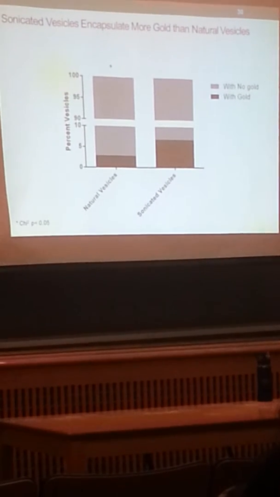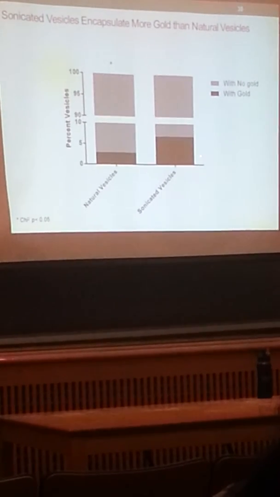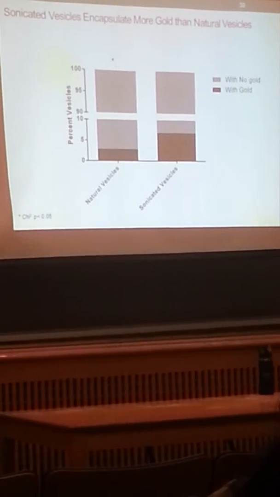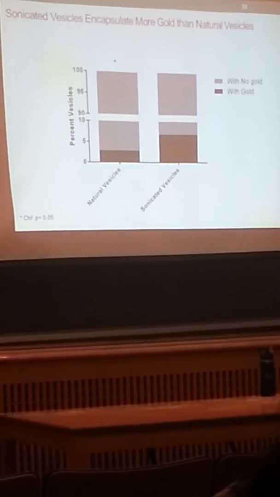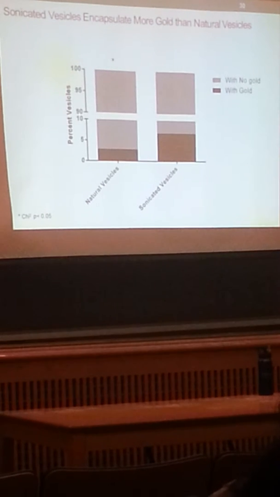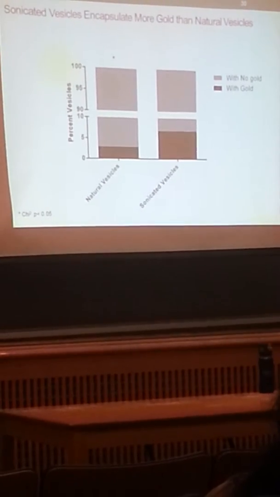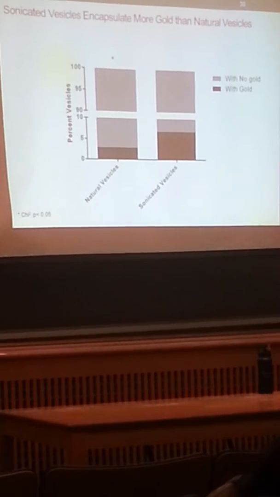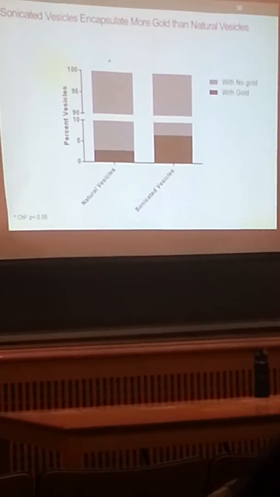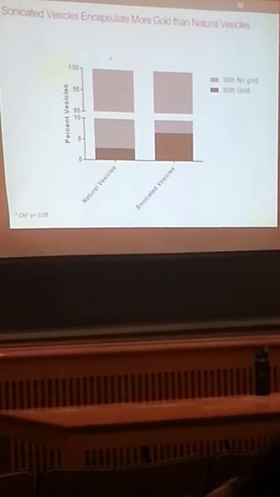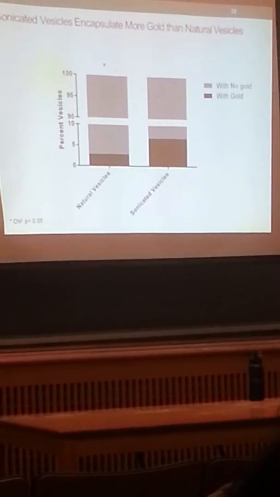But the sonicated vesicles have a significantly increased amount of gold inside of them, indicating that not only is there an ability for these vesicles to encapsulate, which also proves the point of doing this experiment, but when you disrupt vesicles, they do come back together and encapsulate this GXM, meaning that natural vesicles coming from the cell do not break up in the media, and so you have no GXM inside of them.